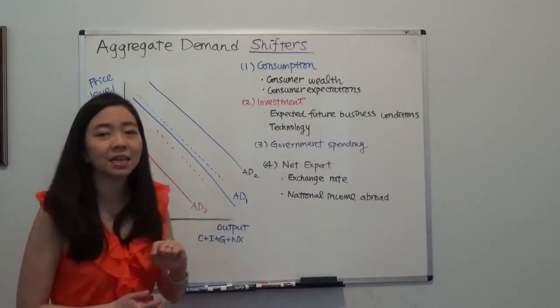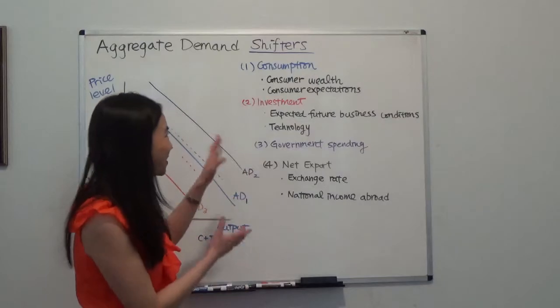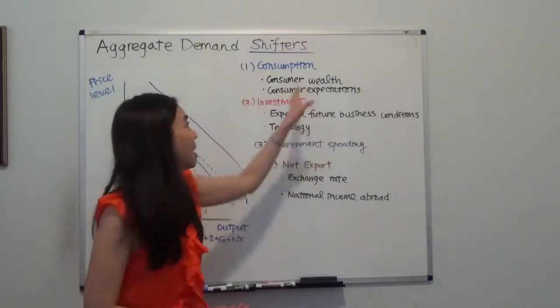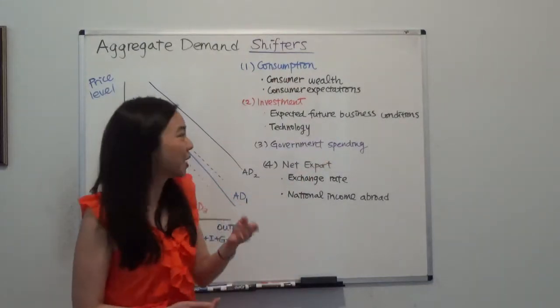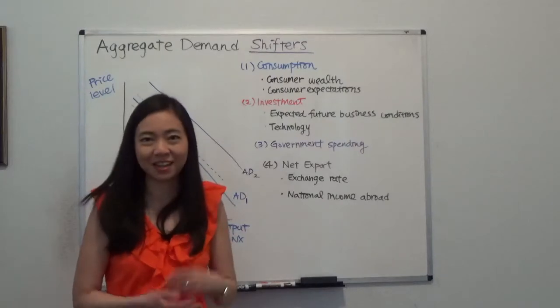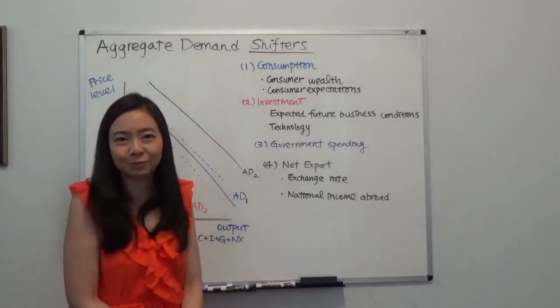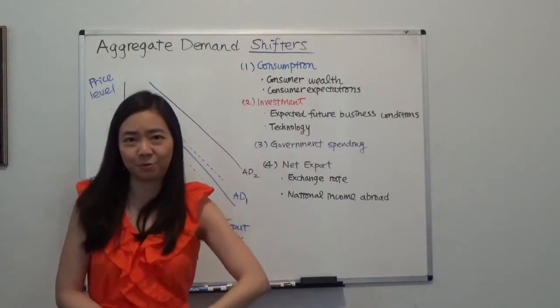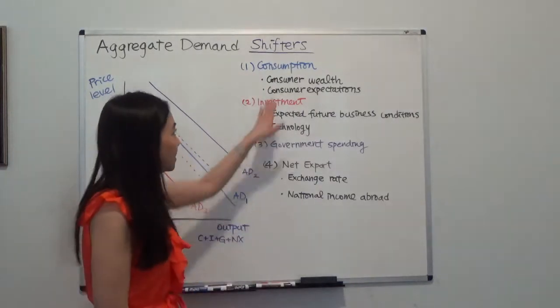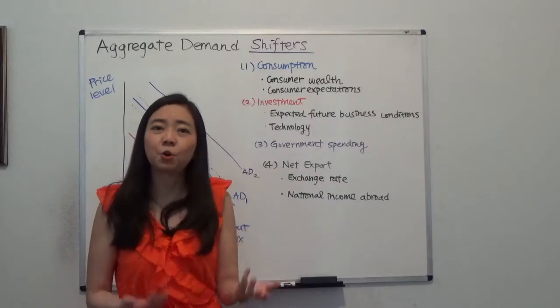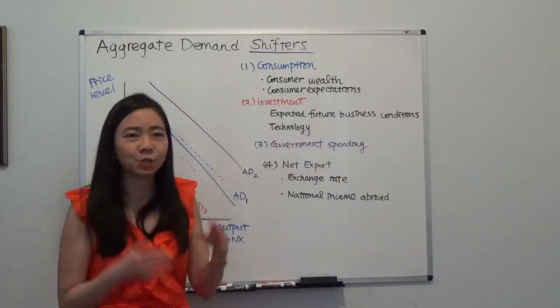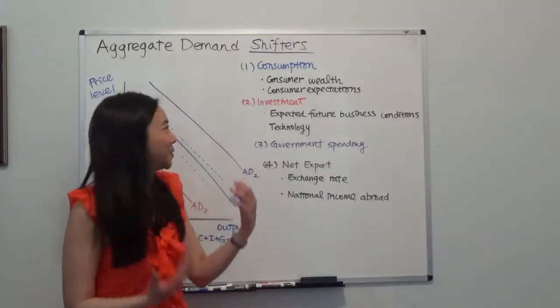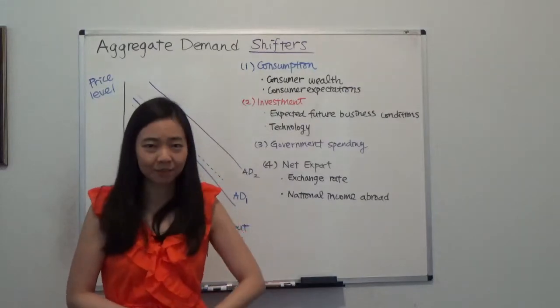Now, I will not be able to exhaust the list of the things that will cause, for example, our consumption to change. So I'm just going to list a few items and we'll leave you the rest for the textbook. So, what will cause our consumption to change? One is consumer wealth. If your wealth level increases, then your spending power is going to increase. So you're going to increase your consumption.